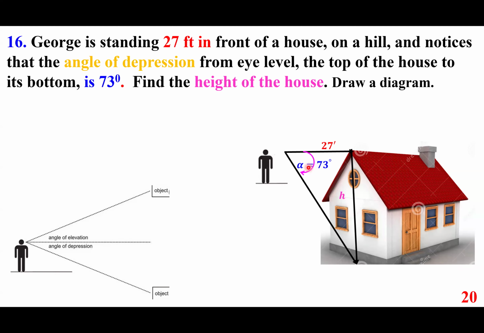Again, tan of 73 degrees or alpha is the opposite H over the adjacent 27, which makes H the product of these two numbers. H is 27 tan of 73 degrees. This is not a common arc. You have to use a calculator, and it becomes 88.31 feet. As far as the number of decimals, again, you carry many, many decimals, always.